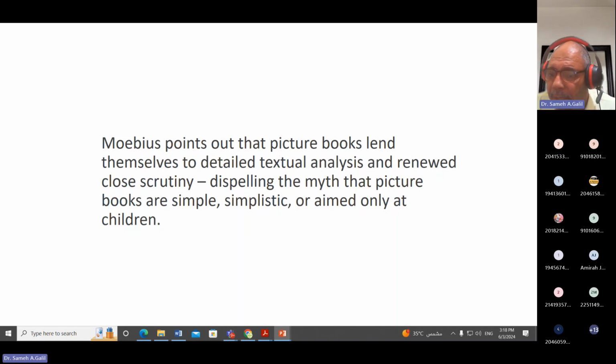So, unlike other people who would consider picture books as light-hearted and simple, Mobius believes that those picture books lend themselves to detailed textual analysis. You can do textual analysis, and it can be big, and it can be thorough. If he approaches picture books this way, he is trying to say that picture books are not simple, they are not simplistic, and to say that they are only aimed at children is not very accurate. So he's trying to elevate the experience of reading picture books. He's trying to say that picture books are bigger than what we think they are. They are not simple, they are not simplistic, and they can also address people other than children, I mean, adults.